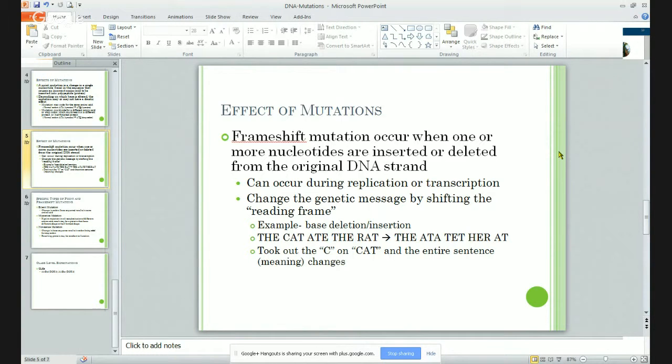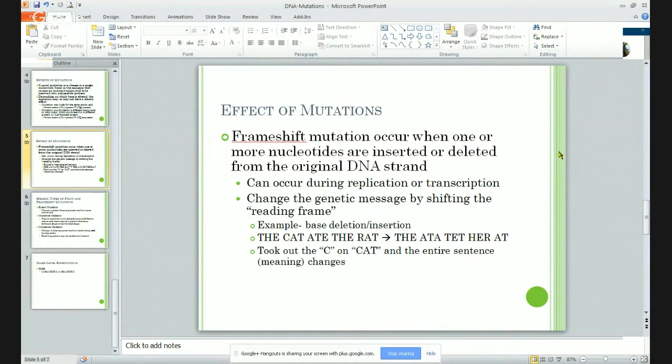The example that I have is a base deletion. You have your original sentence. Pretend each word is a codon, because each word is actually 3 letters like a codon would be. Let's say the original DNA strand read "the cat ate the rat." Then the C gets deleted. Then everything shifts, and you have "the atc, ate, the, rat" shifted into "atta, tet, her, at." That obviously changes the entire meaning of the sentence. The same effect would happen with the DNA strand.